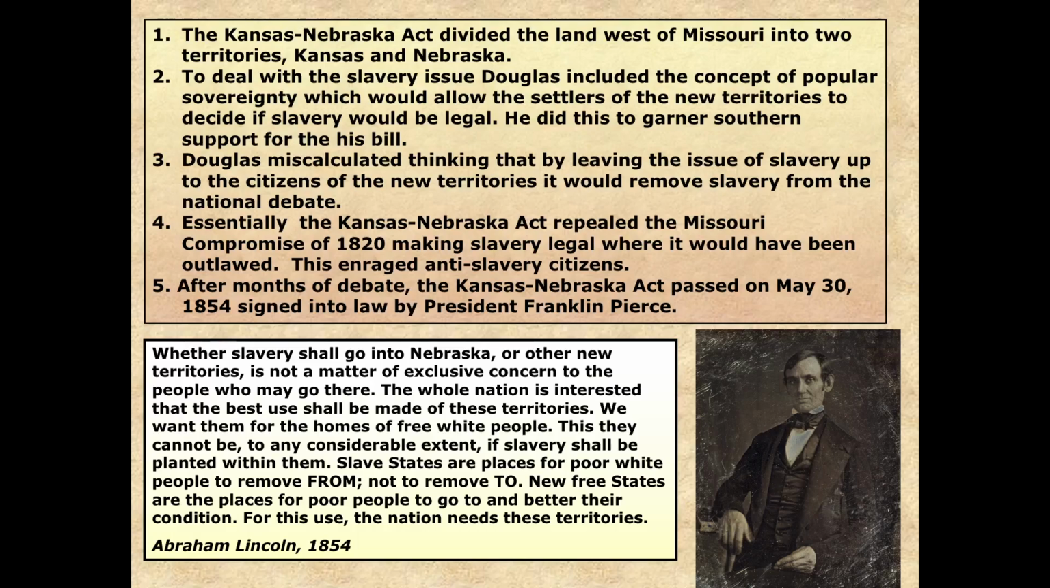People who support slavery were like, yeah, get rid of it. Let the people decide. Because seriously, guys, having the people decide this thing is going to be bad. Really bad. So anyways, President Pierce decides to sign this thing into law May 30th, 1854, and we're going to keep marching on forward.